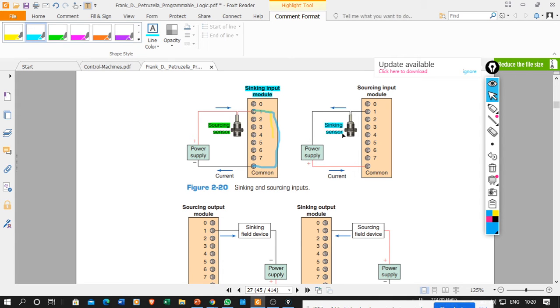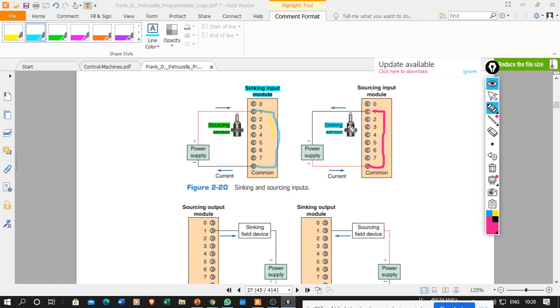Who is supplying the current? The module is supplying the current, so the common terminal of the module is connected to the positive, and my current will flow in this manner. My current will flow from the positive of your power supply to common, to terminal 1 of the module, terminal 1 to the sensor, and through the sensor to the power supply. So here my current is consumed by the sensor. Okay, so it is called a sinking type sensor.